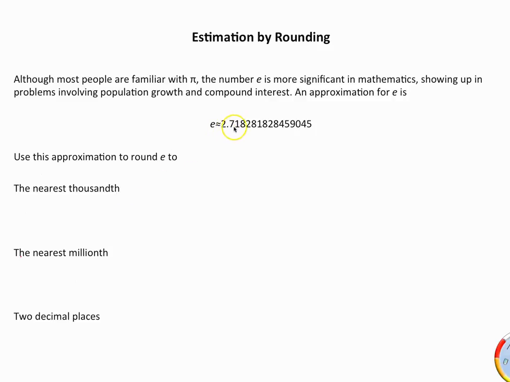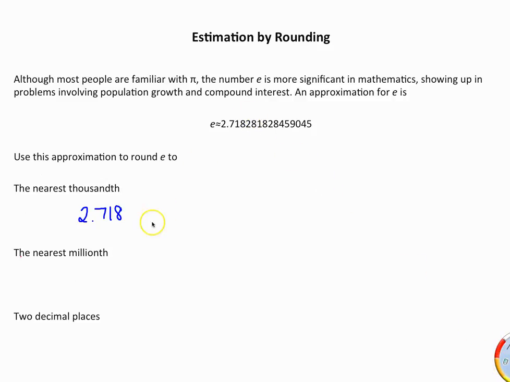So again, I find that position: tenths, hundredths, thousandths. I look immediately to the right of the place I'm rounding to. Since this number is less than 5, the 8 remains the same. Now on decimal roundings, I do not have to change the rest of these digits to 0. I can just drop them. So that number becomes 2.718 rounded to the nearest thousandth.